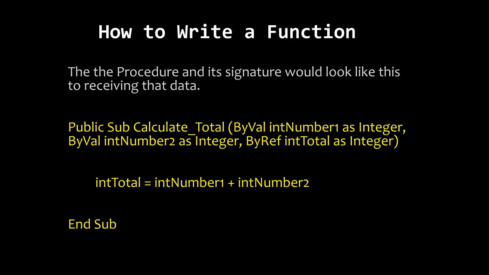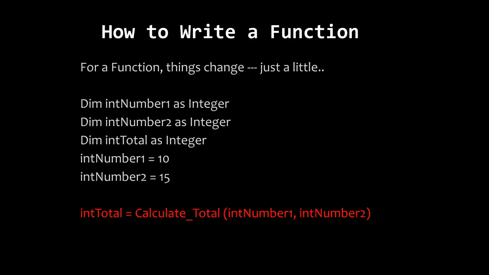Functions change this a little bit. Here's where it changes it. Note what we had here. So we got a dim, number 1, number 2, int total. Everything's the same. I set my values exactly the same.